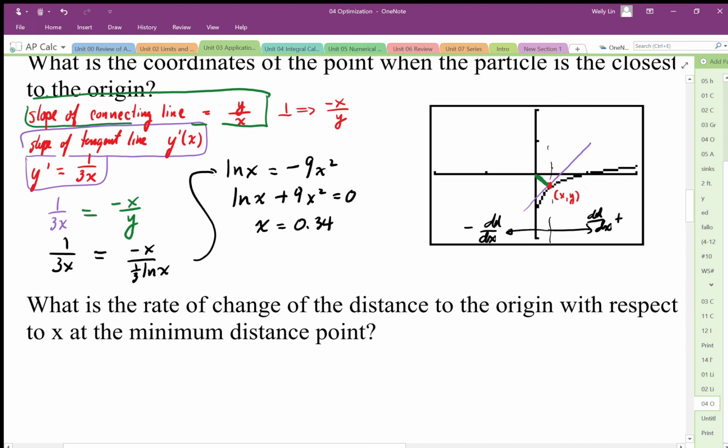So what that means is right at that point, as it goes from reducing its distance to increasing its distance, it has to be 0. So the rate of change of distance with respect to x, the change in the distance with respect to x, must be equal to 0 at that minimum distance point.